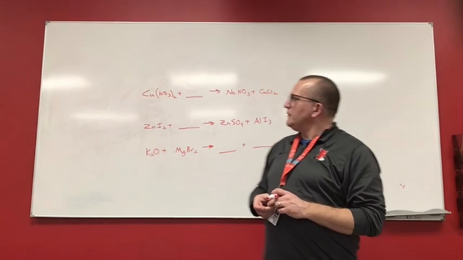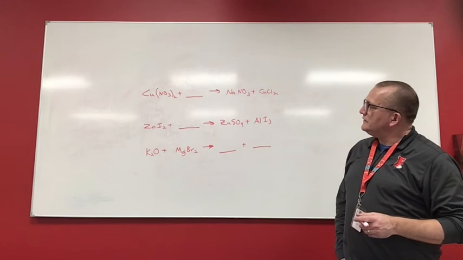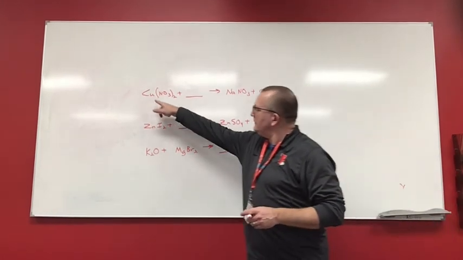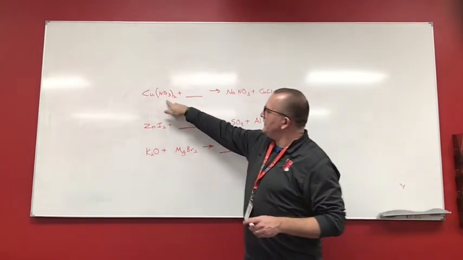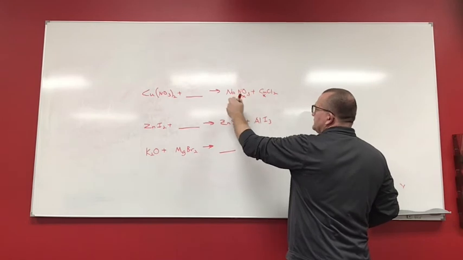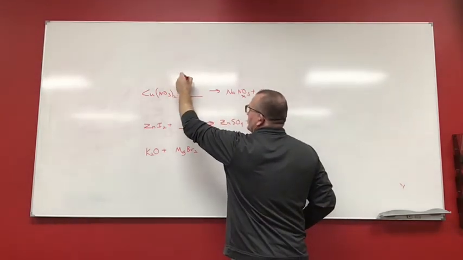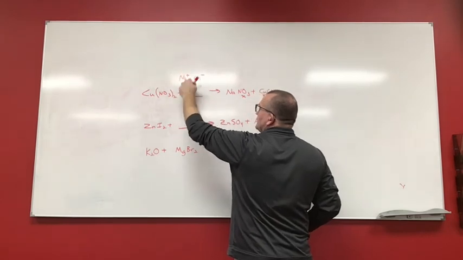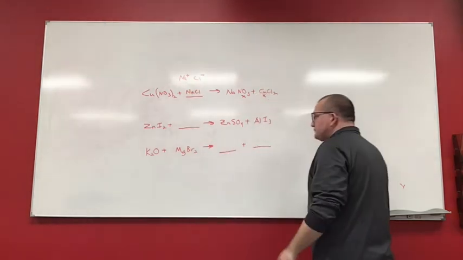All right, so these are going to be double replacement reactions. This is number 10. So I've got this compound plus something will give us these two things. So I have Cu and NO3 here. So if I've got Cu and NO3, that leaves me with Na and Cl to go here. So I write Na and Cl, find their charges. It's a 1-to-1 ratio, so my answer is just NaCl.